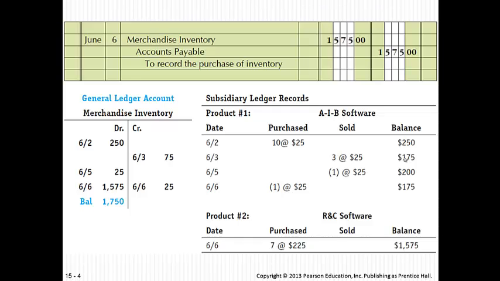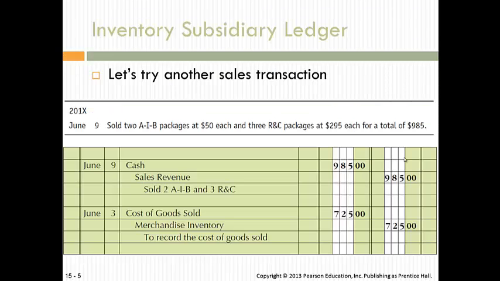Now we're going to add a new software package to our inventory called R&C software. We purchased 7 of these packages for $225 each. We record this with a debit to merchandise inventory and a credit to accounts payable of $1,575. On June 9th, we sold 2 AIB packages at $50 each, and 3 R&C packages at $295 each, for a total of $985.